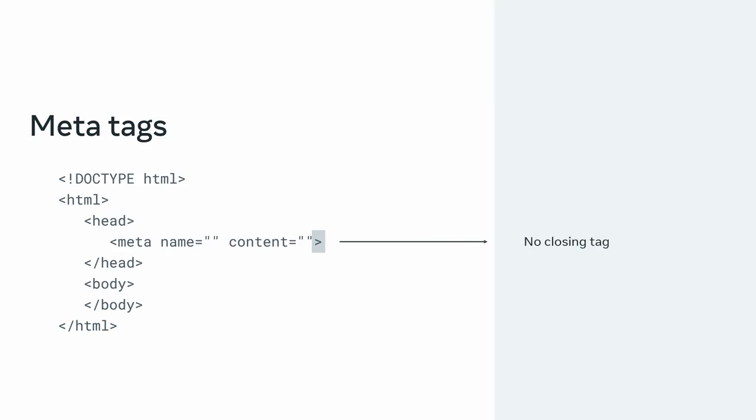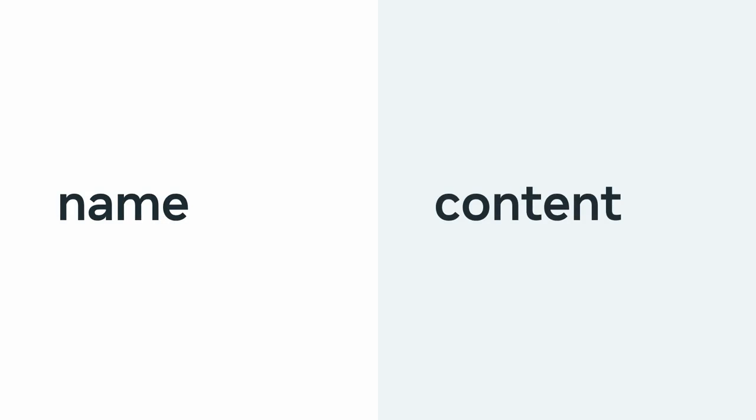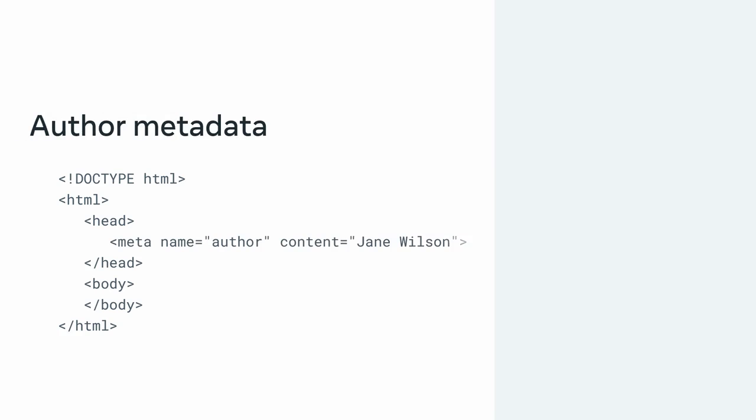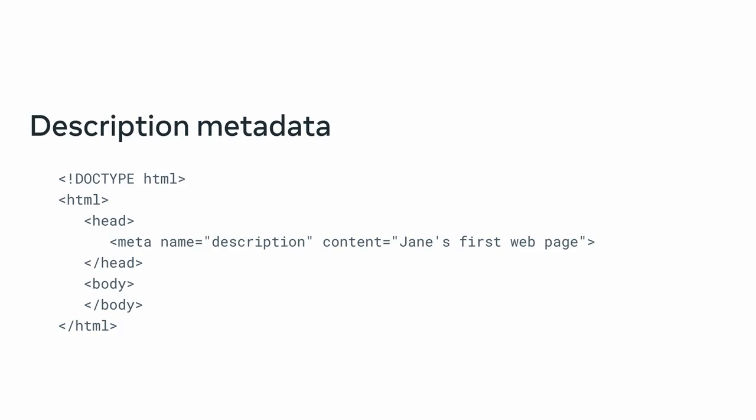Note that there is no closing tag for the meta tag. The meta element has two attributes, name and content. The name attribute specifies the name of the metadata, and the content attribute specifies the value of the metadata. Let's examine some examples of metadata. The author metadata specifies the author of the web page. The name attribute is author, and the content attribute is the person and company who are the author of the web page.